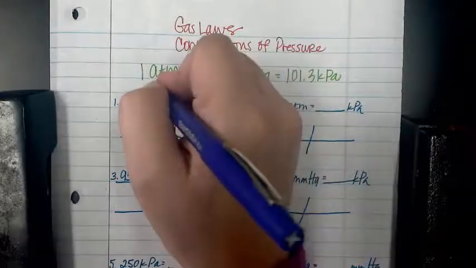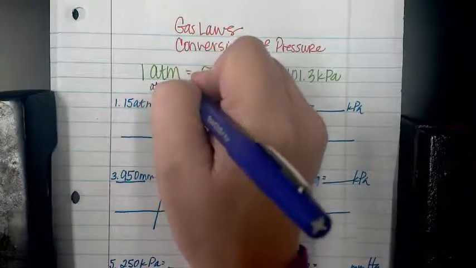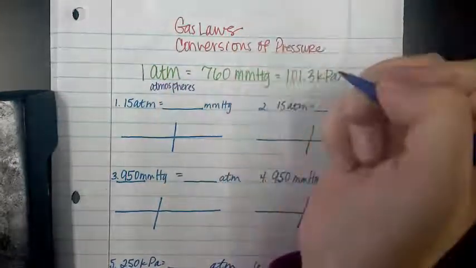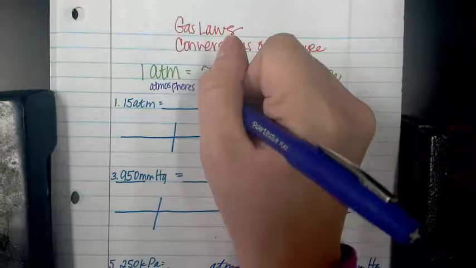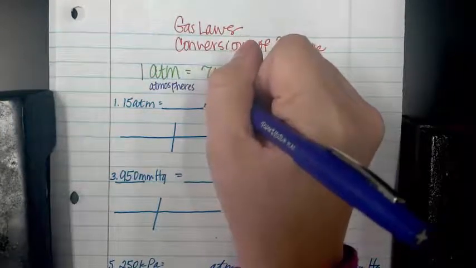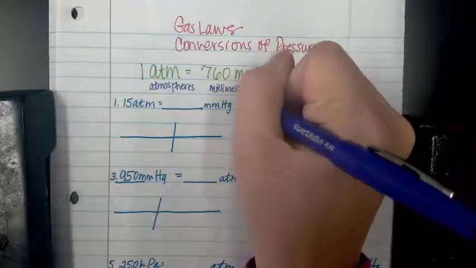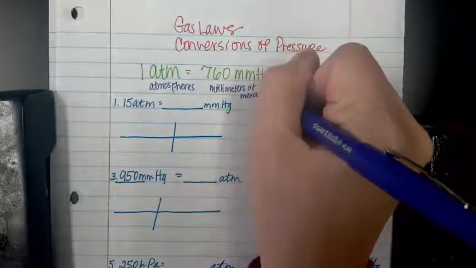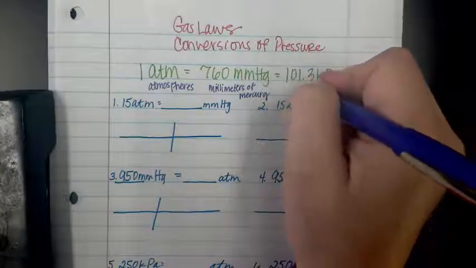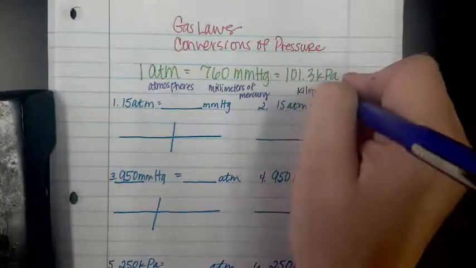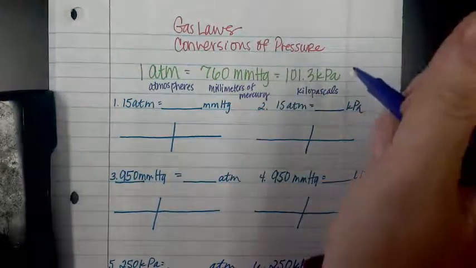The first one is atmospheres. And I would just pause this video as you need to go ahead and take the notes. The second one is millimeters of mercury. And the third one is kilopascals. So we don't have to go into what each one of these are.